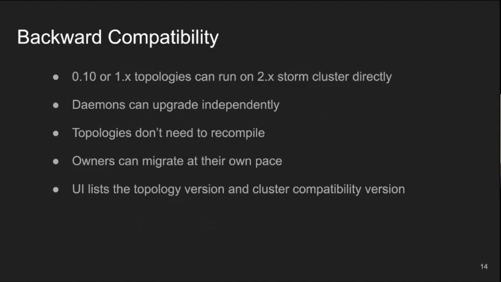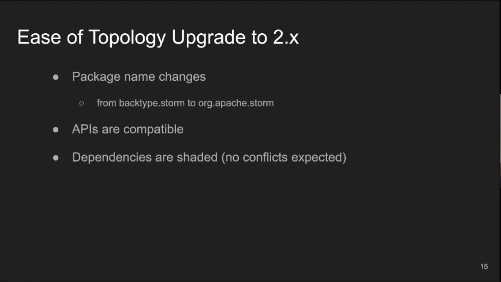Okay, so again, there are small things on the UI which really tell you the topology version, the cluster version, and whatever version of Storm the topology is compiled against, which become useful in tracking changes that are happening on the cluster. So this is ease of use and ease of upgrading the topology. The APIs are compatible. It's just a package change, and most of the dependencies are shaded. So that's faster for users in terms of switching existing topologies.